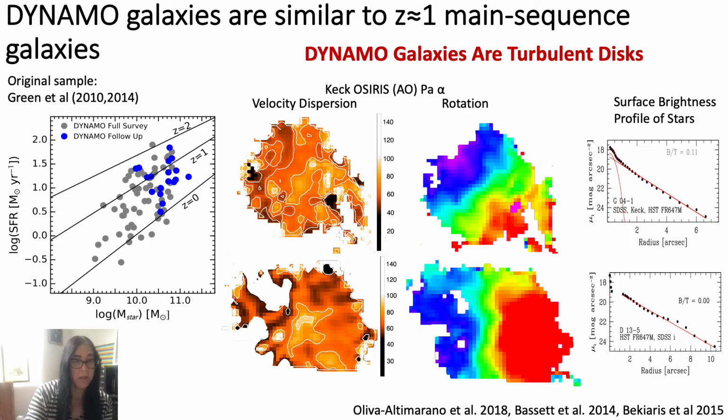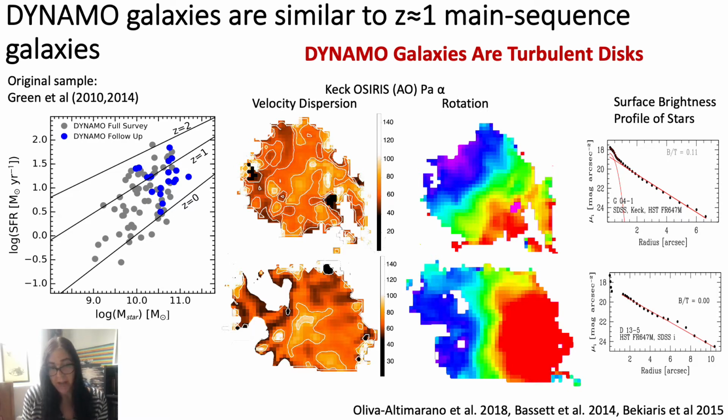So on the left, you see the diagram of star formation rate versus stellar mass for the entire galaxies. The gray represents the entire DYNAMO sample. Now, the entire DYNAMO sample is about 100 galaxies, but we have since spent several years doing follow-up studies where we narrowed that sample down to just a handful of about 10 galaxies that essentially pass all our tests for being similar to a redshift 1 to 2 galaxy.